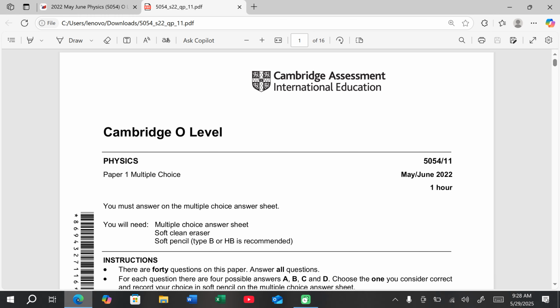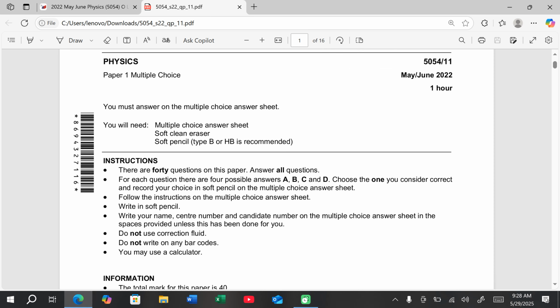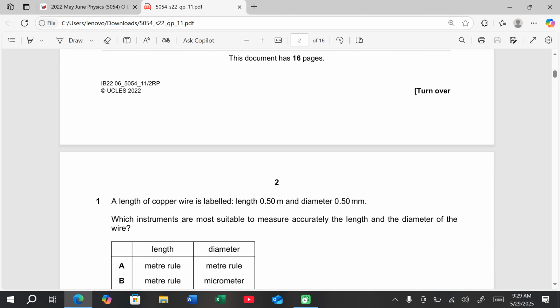Today we're going to discuss Physics O Levels 5054 Paper 1 Variant 1. Let's start with the paper.